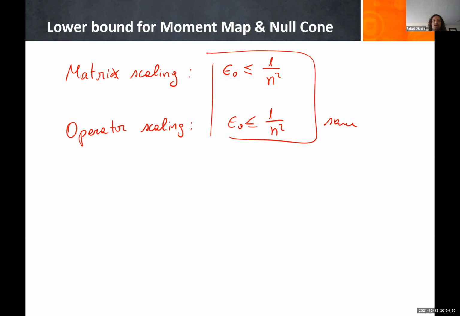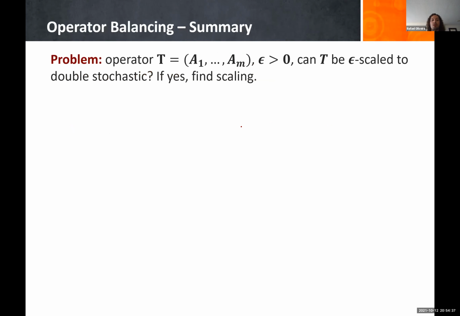All right. And now let's just summarize what we learned today. We have our operator T, which is given by this tuple of matrices, and the question of the null cone problem, or actually the moment map minimization in Ramadas's language, is: can T be epsilon-scaled to doubly stochastic? And if so, we want to find the scaling.